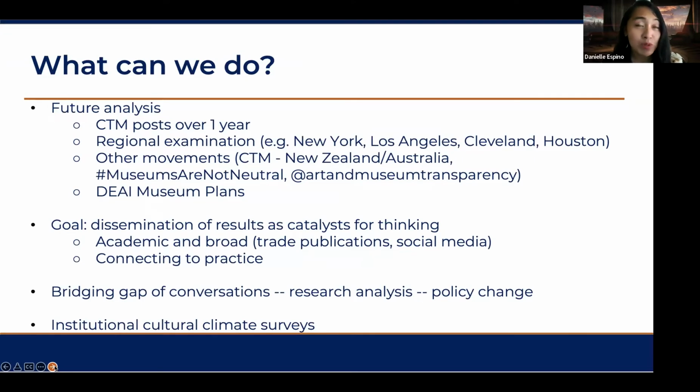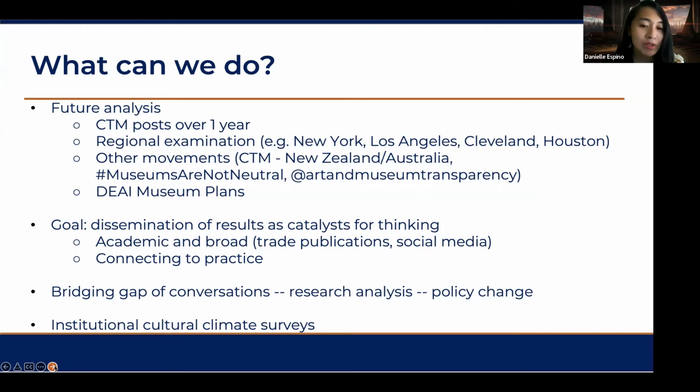So this was just an initial analysis, and we are still working on looking at over the course of 1 year, as Brian has been mentioning. We looked at it preliminarily, and we're in the middle of trying to finish looking at a full year of posts, to see what additional concerns and themes emerge from this. We're also interested in doing some regional comparisons among the cities.